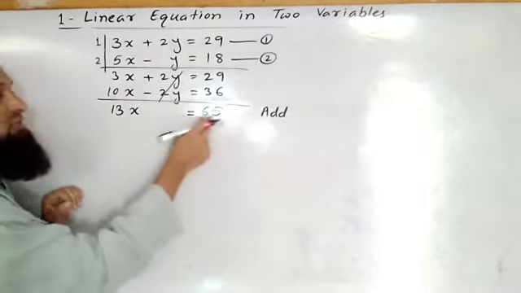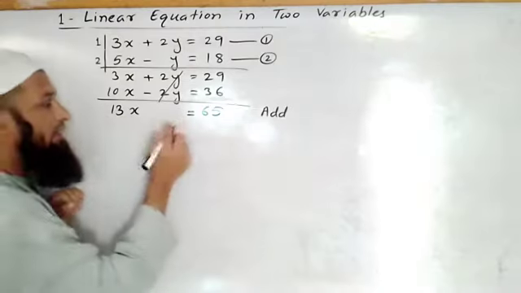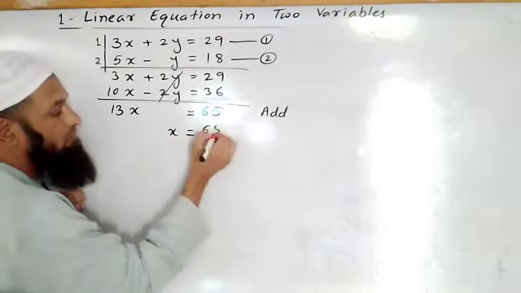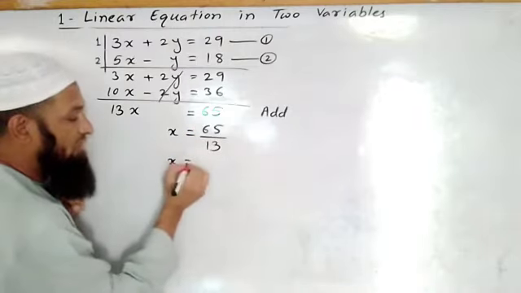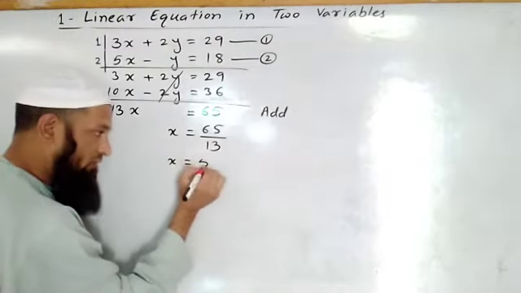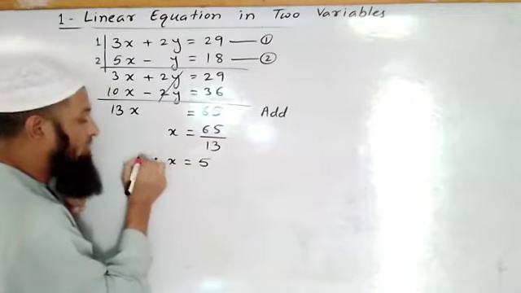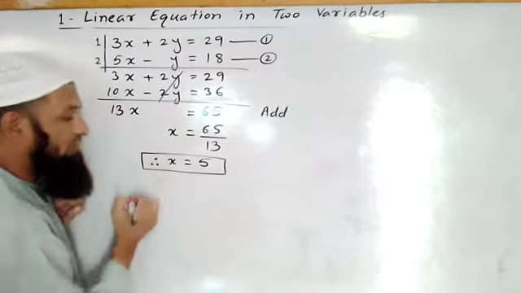Now this 13x is equal to 65. This 13 goes right, becomes divide. 13 ones are 13, 13 fives are 65. So it is nothing but 5. So we got the value of x.